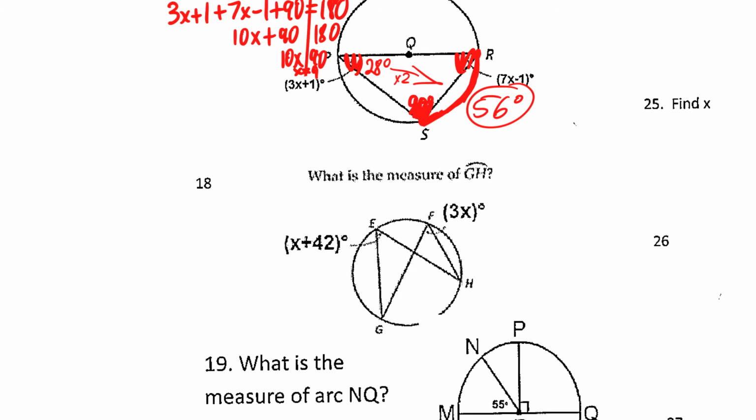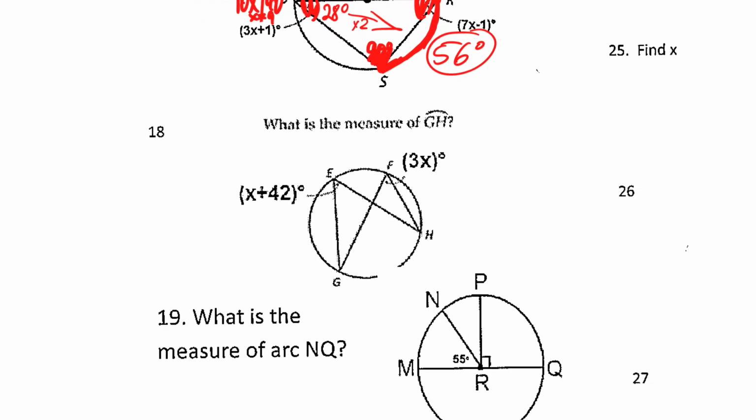Okay, number 18 says find the measurement of arc GH. It's not the same thing, but you got to take several steps like we did on that last one. Okay, so what do I know about this angle and this angle right here? They're congruent because they open to the same arc. So x plus 42 equals 3x. Subtract x from both sides. 42 equals 2x, which means x equals 21.